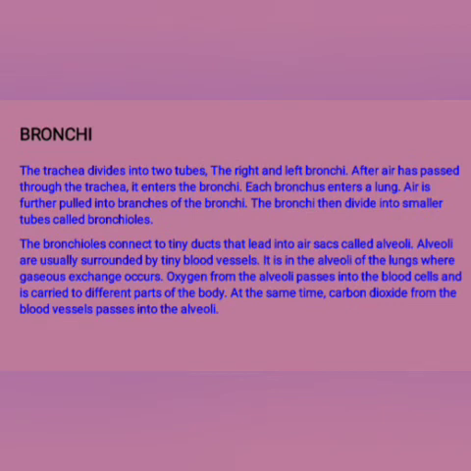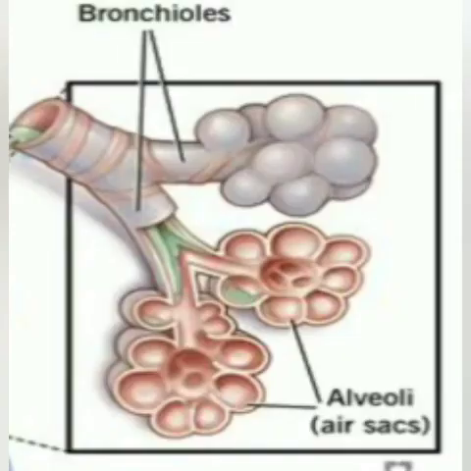And the bronchioles are the subsequent still finer tubes of tertiary bronchi, which acquire a diameter of about 1 millimeter and are without cartilage rings. The bronchioles connect to tiny ducts that lead into air sacs called alveoli. Alveoli are usually surrounded by tiny blood vessels. It is in the alveoli of the lungs where the gaseous exchange occurs. Oxygen from the alveoli passes into the blood cells and is carried to different parts of the body.